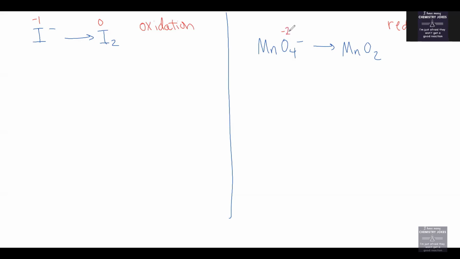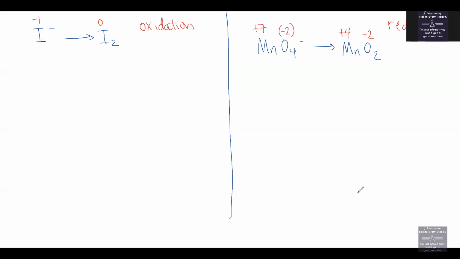Oxygen is a -2. -2 times 4 will give me a total of -8 from the oxygens. Manganese must be a +7 in order to counterbalance the -8 and give me a -1 charge overall. Oxygen is -2. -2 times 2 gives me a total -4. So this is manganese +4. Manganese went from +7 to +4. Manganese gained electrons. Okay, back to the balancing.